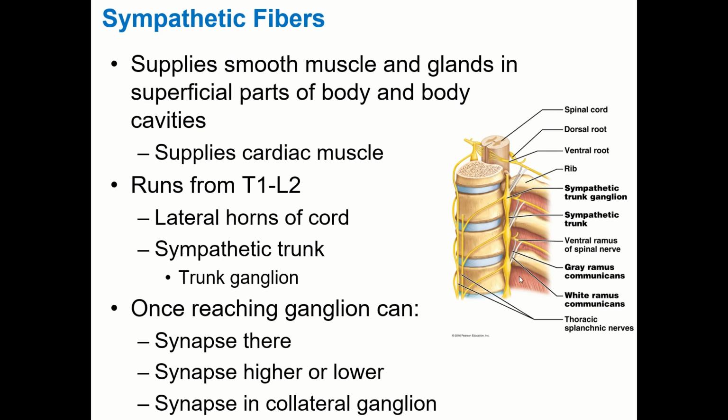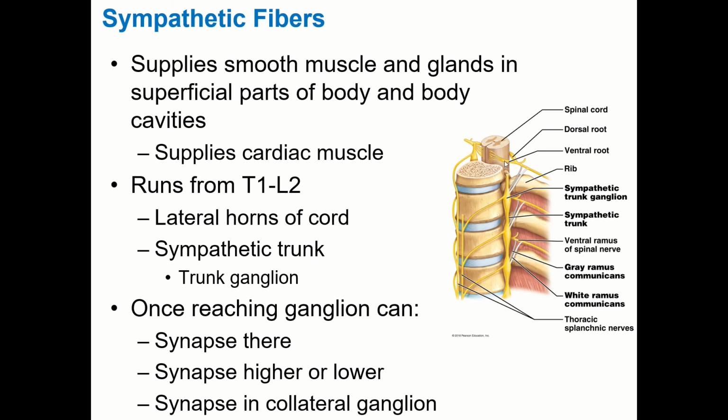You've noticed there's a color difference here: white ramus communicans, gray ramus communicans. The reason for the color difference is the same as when we talked about the central nervous system. Remember, in the spinal cord you have gray matter and then white matter all around it. Gray matter is cell bodies and also unmyelinated neurons. And in the white matter, that is myelinated axons.